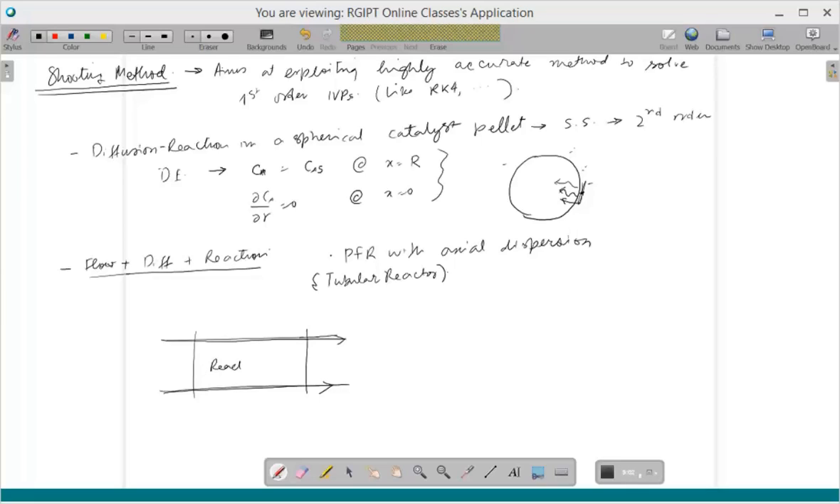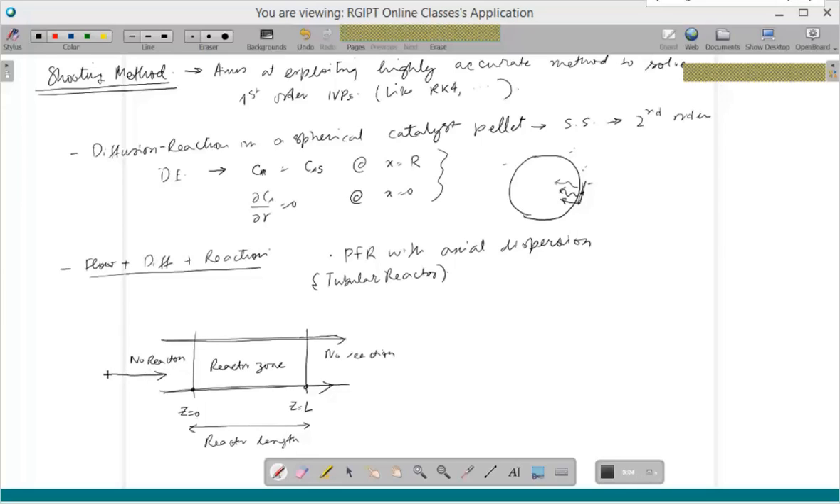So there's a reactor zone where the reaction happens, and here I have no reaction. Let's say that the position where the reaction starts to occur is z equal to 0, and where it ends, this is the reactor length. L is the reactor length. And it's a continuous process. There's an inlet feed that enters the reactor zone, reacts here and then leaves here.